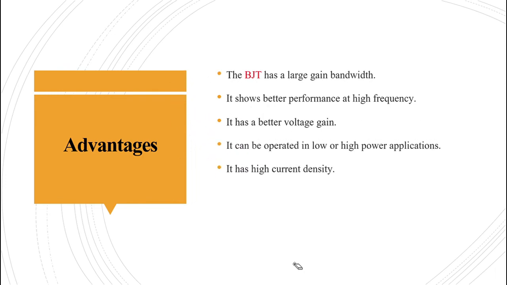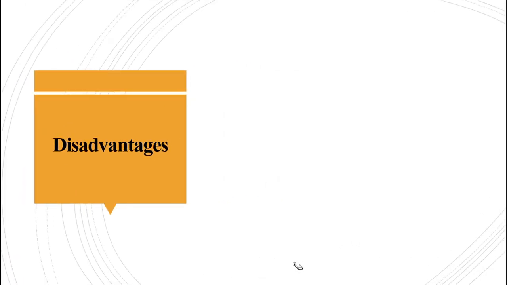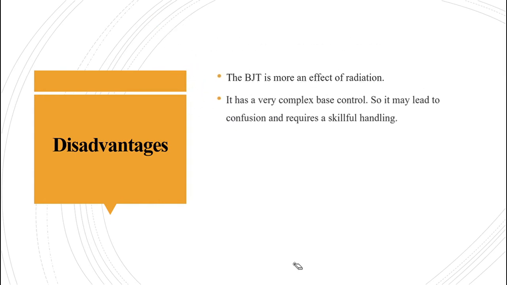Advantages: BJT has a large gain bandwidth. It shows better performance at high frequency and a better voltage gain. It can be operated in low and high power applications. It has high current density. There is a low forward voltage drop.